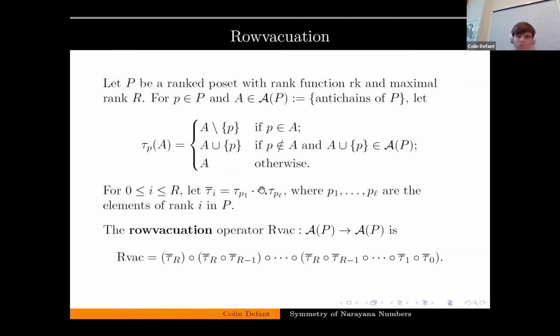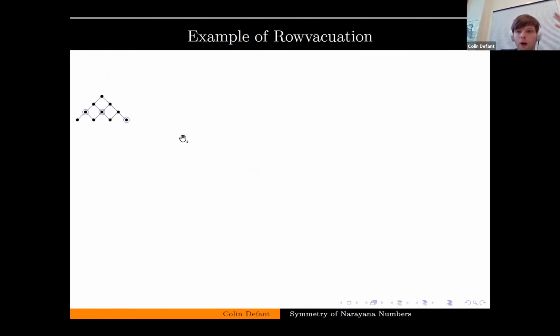Okay, so this is sort of a lot of symbols. Let me go through an example that I think makes this clearer. Let's say we take our poset, our ranked poset, to just be this root poset of type A4. And let's take the anti-chain to be this set of 3 elements that I've circled here in blue.